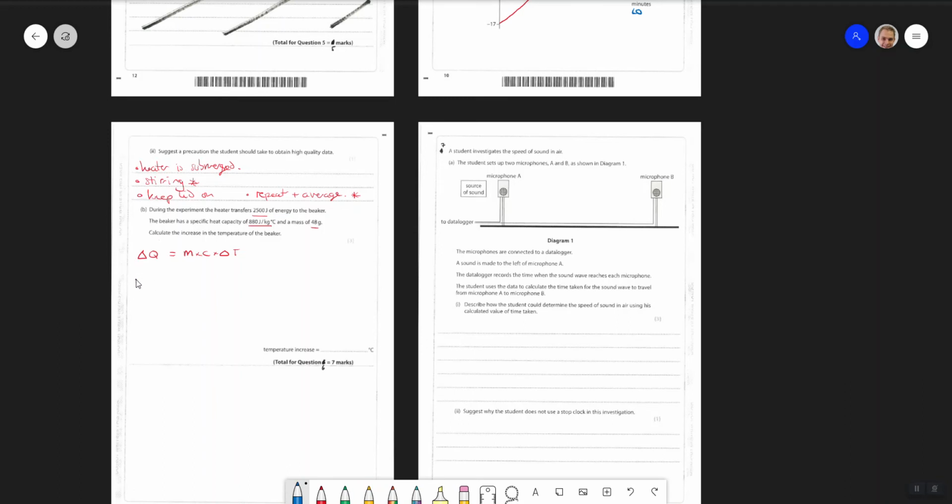So what we have here is 2,500 is equal to 48 grams, well, that's 48 over 1,000, times 880, times the increase in temperature. Nicely here, we are only interested in the increase in temperature, because we're just dealing with the beaker. So substituting in, you can rearrange it, and you end up with a change in temperature of 59 degrees Celsius. So you just rearrange all those things, and then on to the final question.